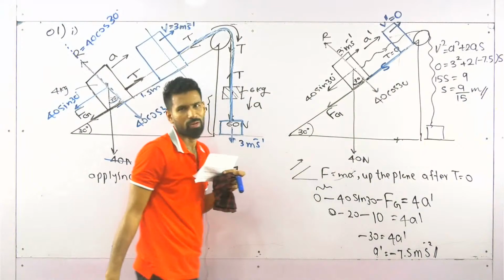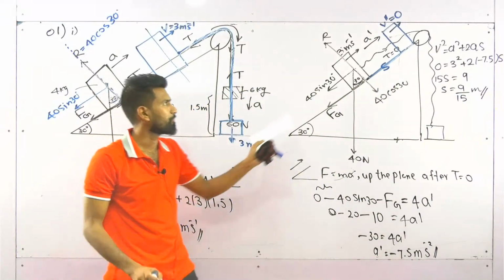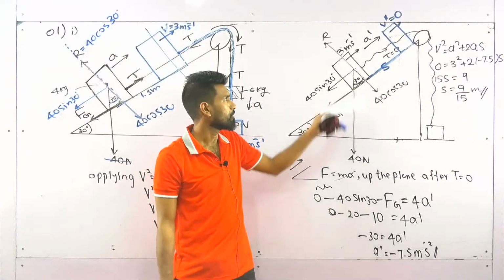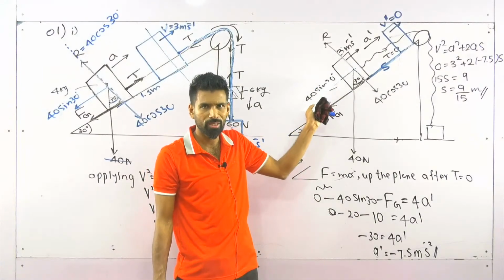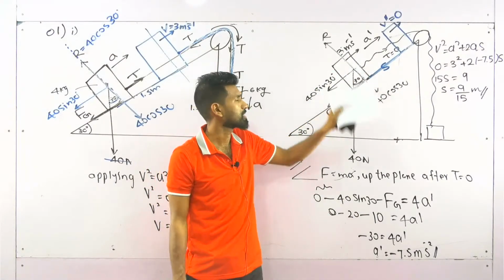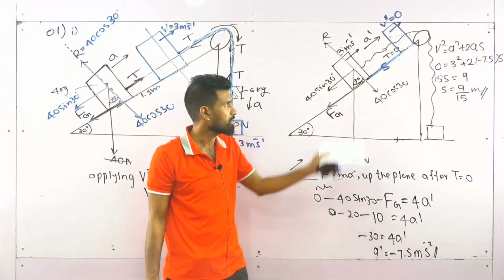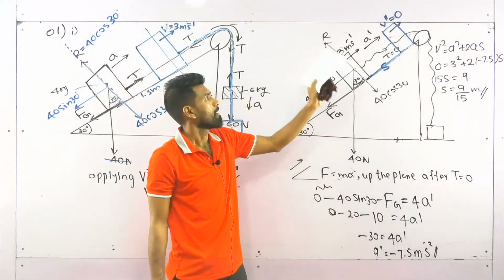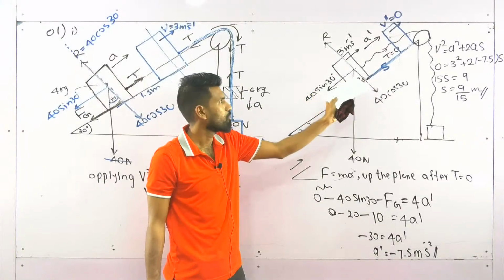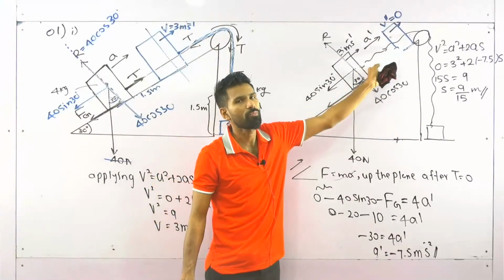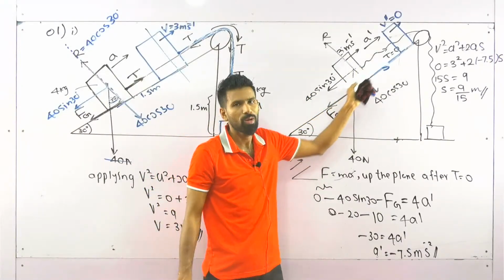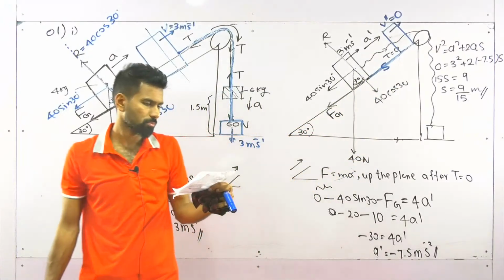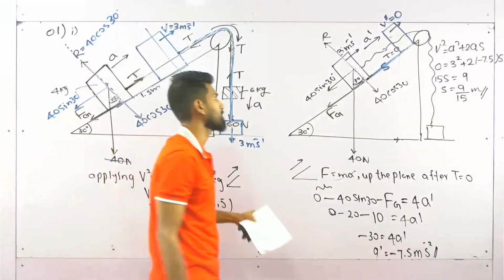So, after the string loses its tension, due to the velocity of 3 meters per second gained from the previous acceleration, and with the new deceleration of minus 7.5 meters per second squared, the 4 kg block will move another 9 over 15 meters on the plane in the upward direction. Okay? Now calculate the time taken to reach this position.